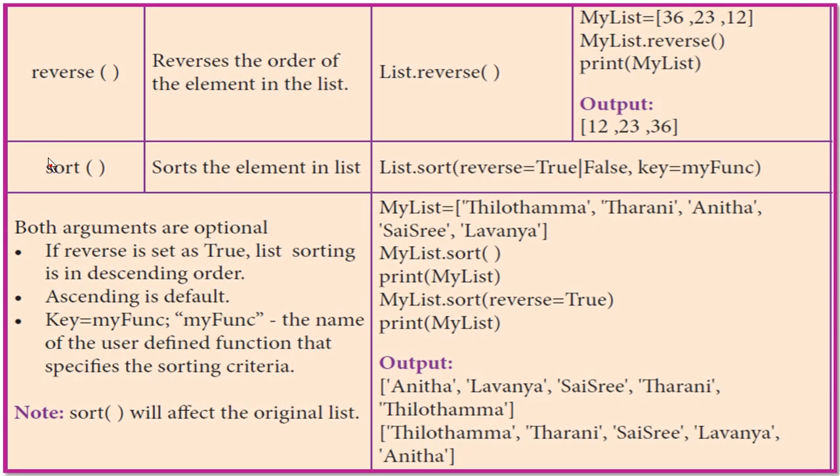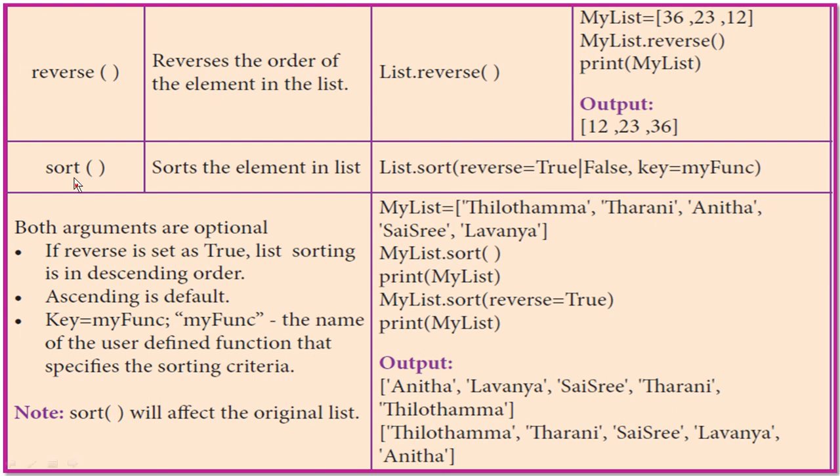Next example, list functions, reverse and sort. Reverse reverses the order of the elements in the list. The syntax is list.reverse. Example, my list equal to 36, 23, 12. My list.reverse, so we get the list in reverse order, 12, 23, 36.